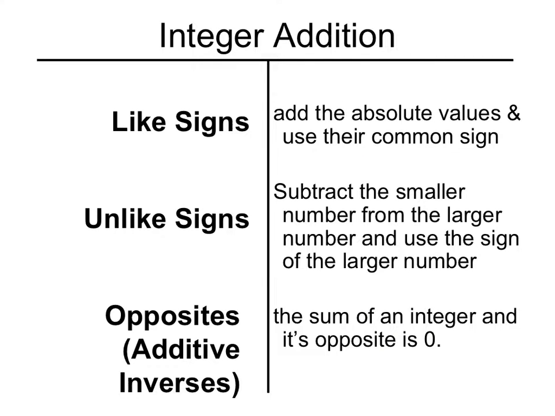So to sum up our integer addition rules, for like signs, we add the absolute values and use their common sign. For unlike signs, we subtract the smaller number from the larger number and use the sign of the larger number. And for opposites, which are the additive inverses, the sum of an integer and its opposite is 0. That's the end of our integer addition lesson.